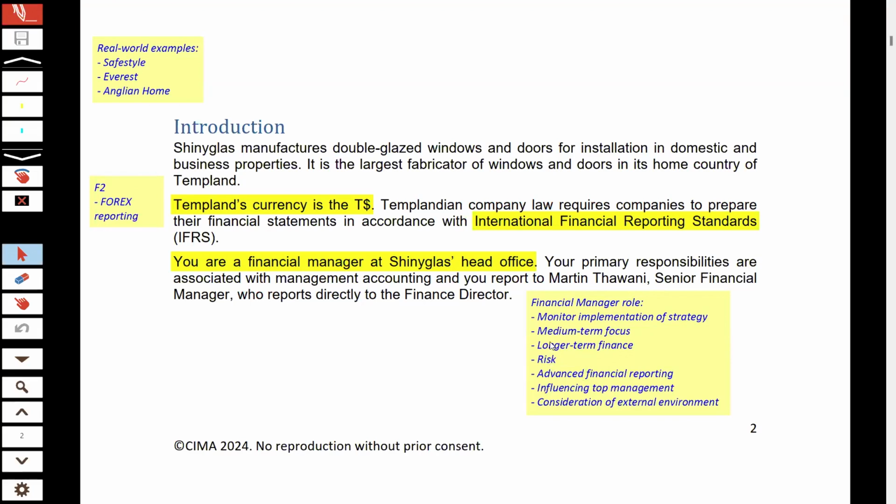We have to evaluate risks. We are given the strategy that Shinyglas is considering, and we might be asked about the types of risks this could present. So we have to be all over things like reputational risk, product risk and production risk. We do have to be able to explain F2 accounting rules relevant to the scenario.